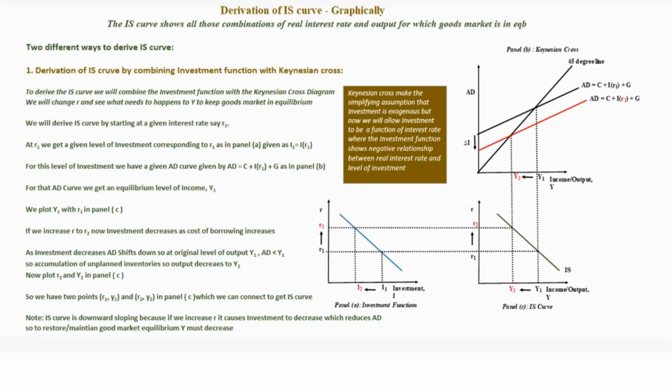Let's now talk about the derivation of the IS curve. Now we know the IS curve shows us all those combinations of real interest rate and output for which the goods market is in equilibrium.